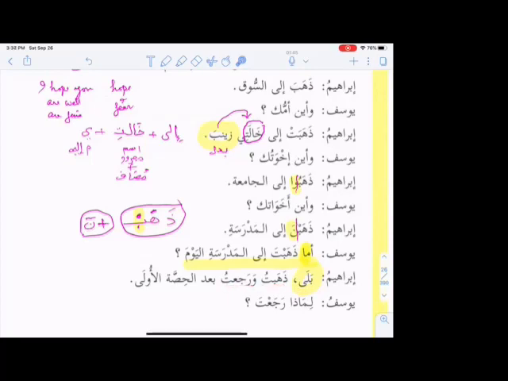And I returned. ذهبت. See, again, I have to write down this is Raja. Raja. See? Everything from hunna to the last pronoun nahnu will have sukun. ورجعت بعد حصة الأولى. I returned after the hissa, means period. First period I returned home. لماذا رجعت? Why did you return? Uncle is asking him.